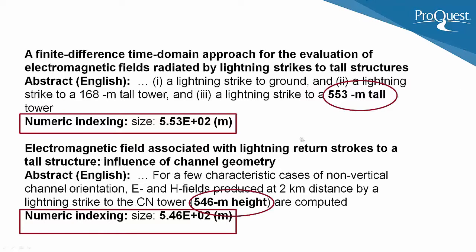Here's the one with the 546-M, and we retrieved that with our numeric indexing search. So that search worked perfectly, and it got us the very records that we wanted and nothing else.